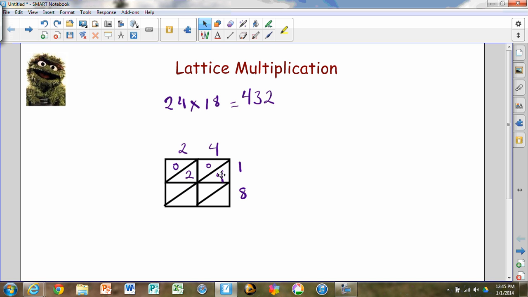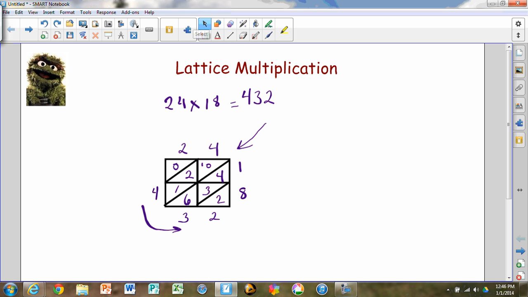Don't forget 0, 4, 0, 2 if it's a single digit number. 2 times 8 was 16, and 4 times 8 is 32. And real important, remember, when you add, you're going to add at this angle, and your answer is going to end up right along here. So we added those up, and we have the answer of 432. And I showed that this is the answer right here, 432.